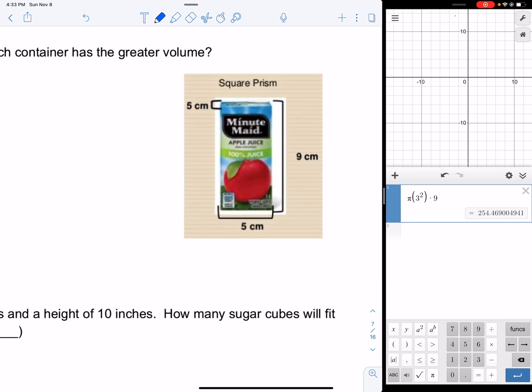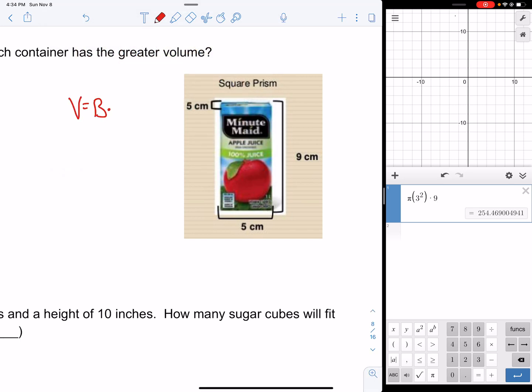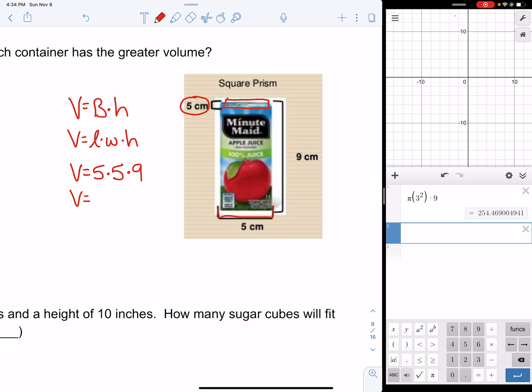And now we need to compare it to the square prism, like the juice box. So for the juice box, the volume is still the area. I'm going to write with a different color. The big B stands for the area of the base. The base in this case is the rectangle. And so rectangles have an area that is length times width. And then we always multiply by the height to calculate volume. So length is the 5. The width is the 5 they gave you up here at the top. And the height was the 9 centimeters over there on the side. All right, so let's calculate 5 times 5 times 9.